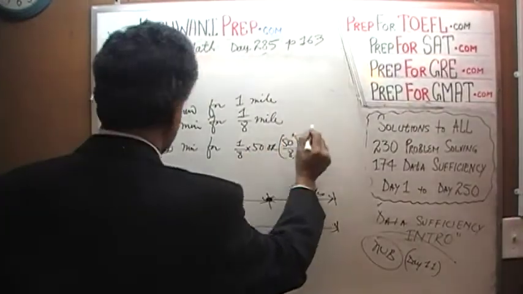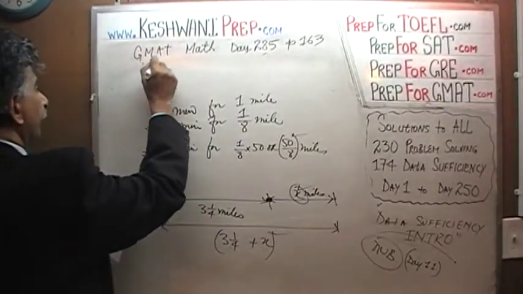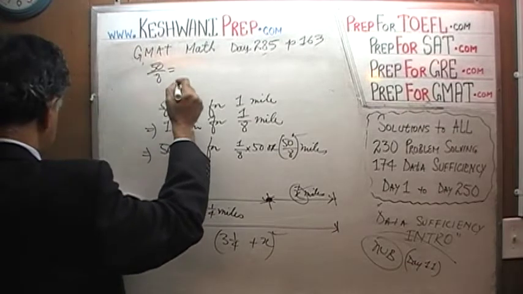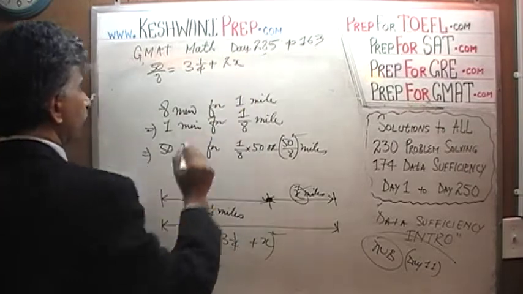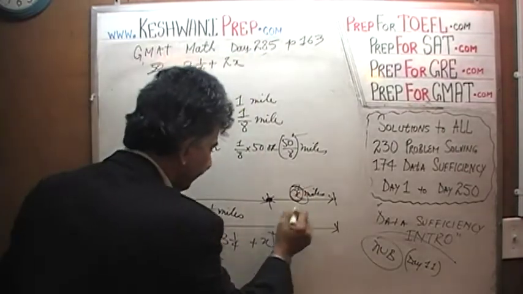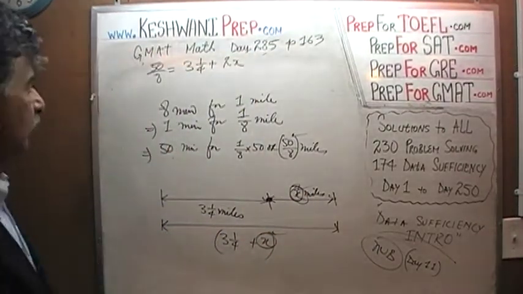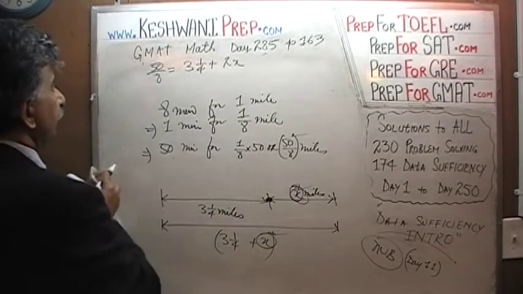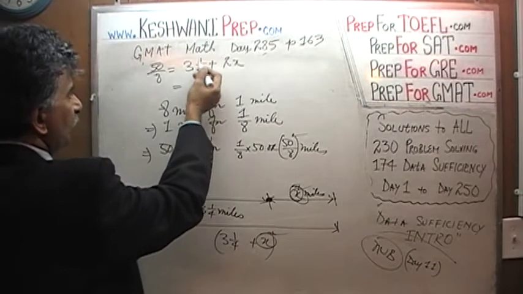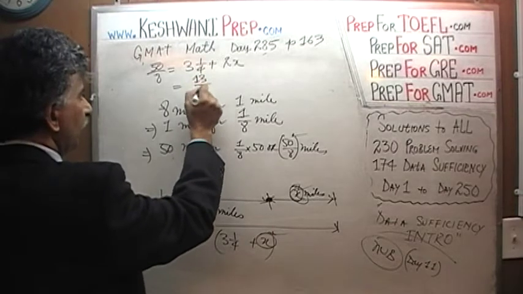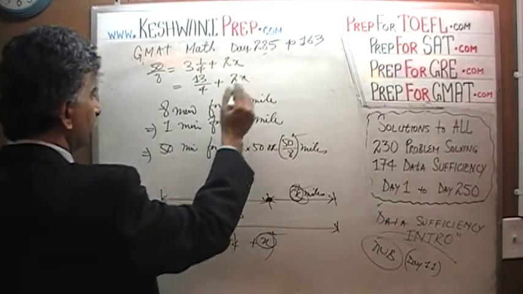So this quantity, 50 over 8, has to equal 3/4 plus 2x. You see, right here is the x and here is another x. 3/4 plus 2x. 3/4 can be written as 3 times 2 is 12 plus 1 is 13, so 13 over 4 plus 2x.